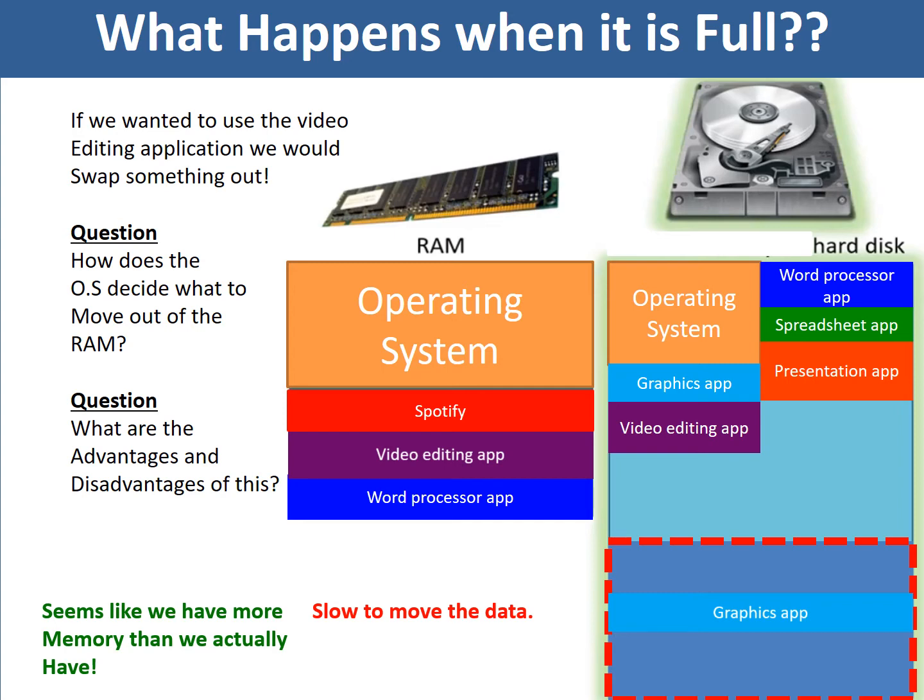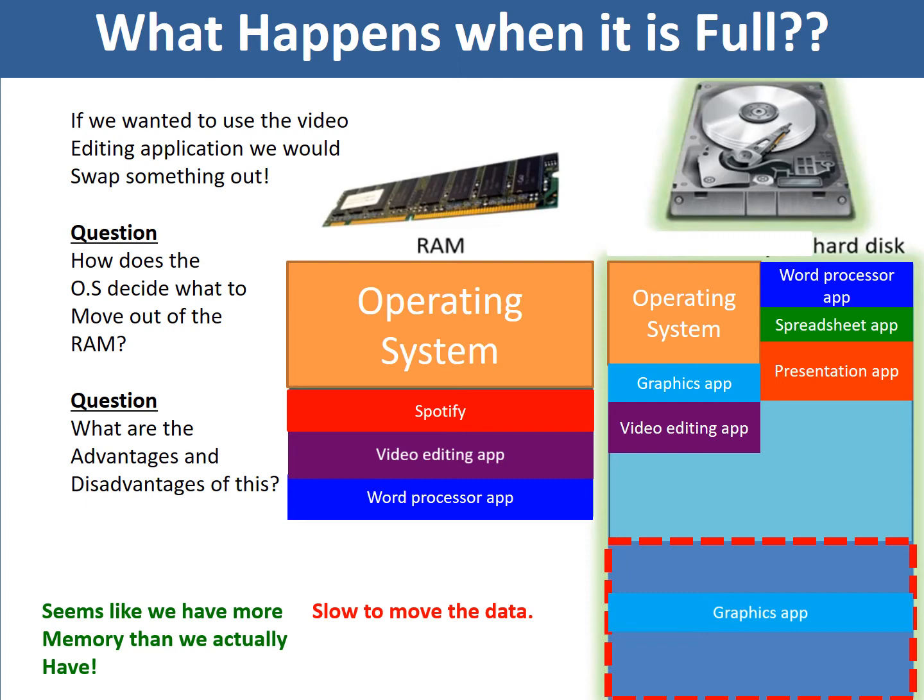Now, we have some problems here. If we wanted to use the video editing app, it's now in the hard drive or the hard disk. All we do is swap out one of the other items and replace it with our video editing app. So if we weren't using the word processing app, we'd do a swap. The word processing app would go into the hard drive and our video editing app would go back into RAM. This makes it seem like we've got more memory than we've actually got.